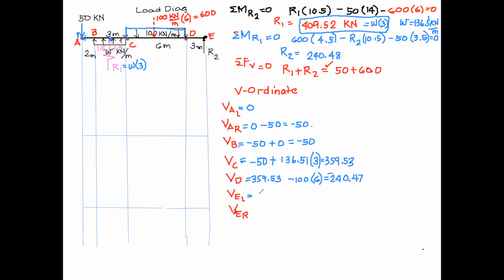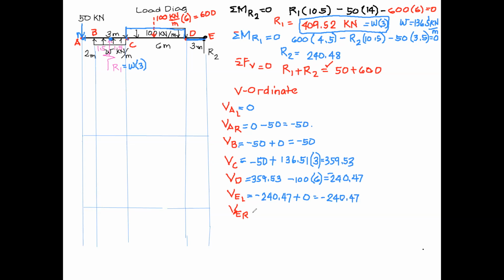Okay, next, shear at E left. 240.47, negative. Then D to E. Do we have to add or subtract? Is there a load from D to E? None. So you add zero, which gives you negative 240.47 still.